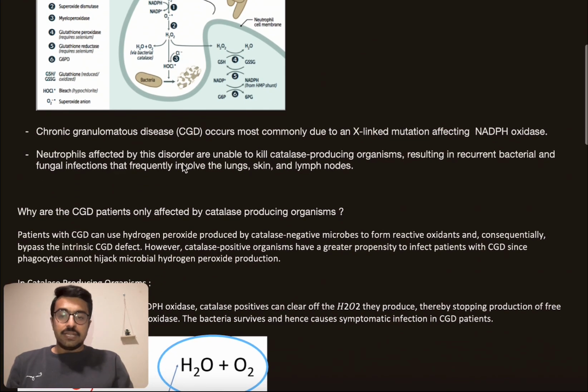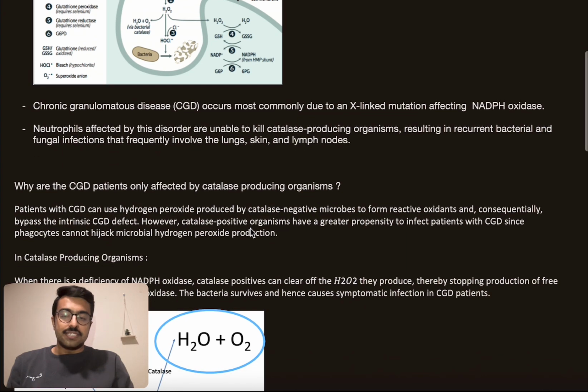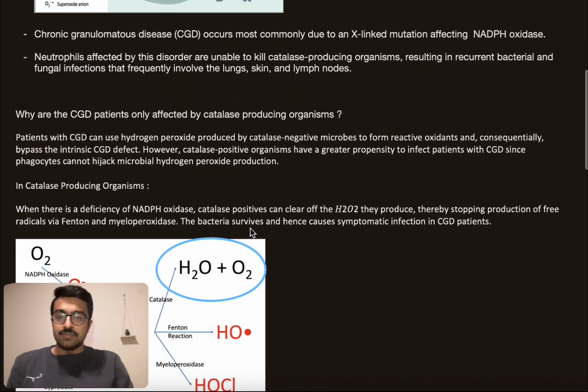So neutrophils affected by this disorder are unable to kill the catalase producing organisms, resulting in recurrent bacterial and fungal infections that frequently involve the lungs, skin and lymph nodes. So if we get any question in the MCQs that suggests catalase producing organisms are causing recurrent bacterial and fungal infections, we should suspect that the patient might have chronic granulomatous disease.